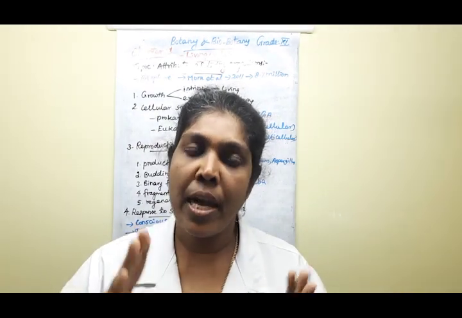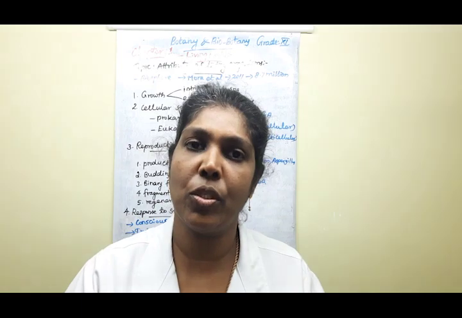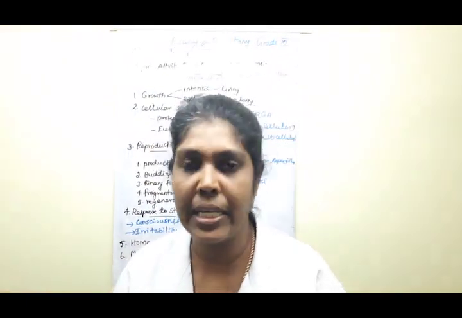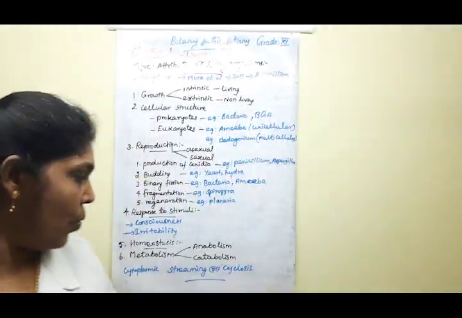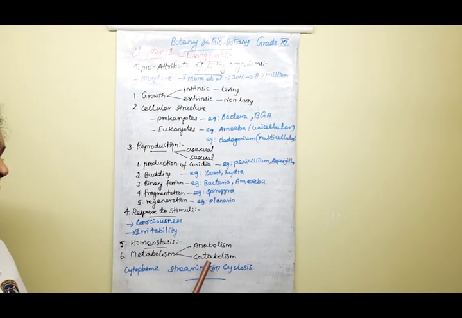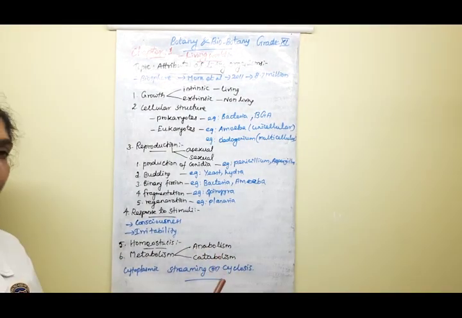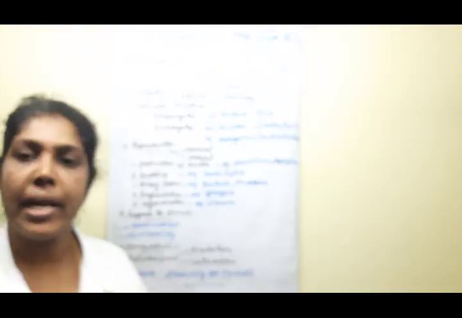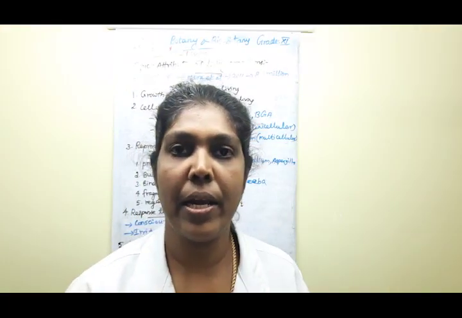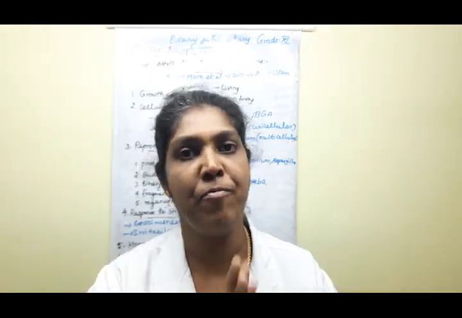Then metabolic processes are categorized into two, children: anabolism and catabolism. Clear? What are the two? Anabolism and catabolism. Yes. Anabolism means the building up process.